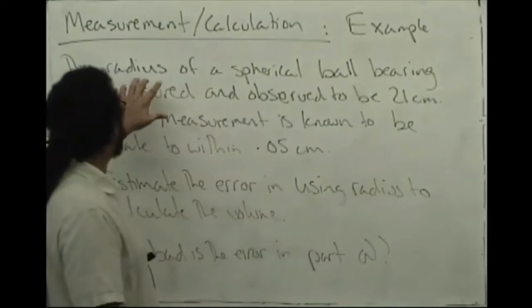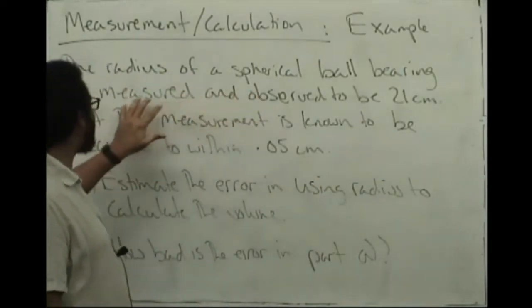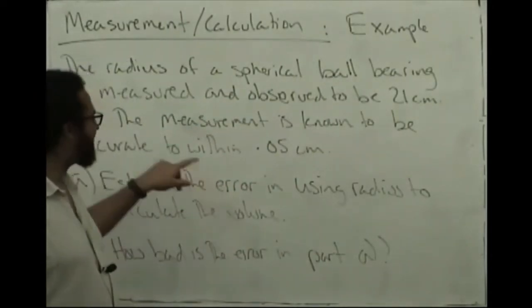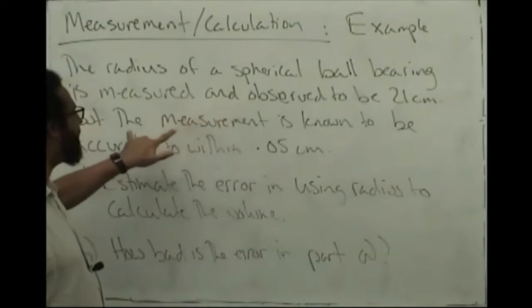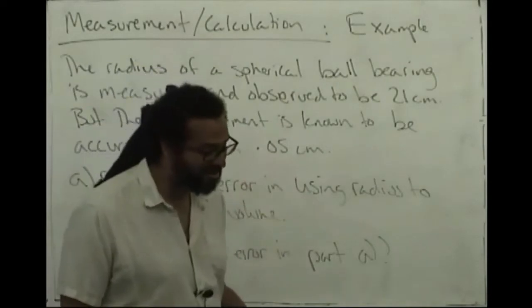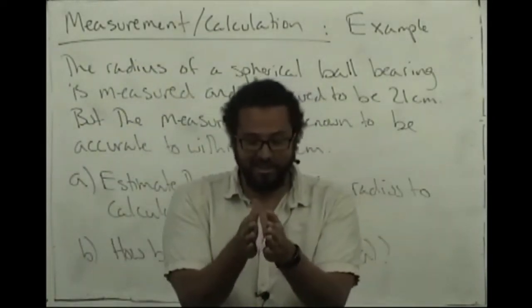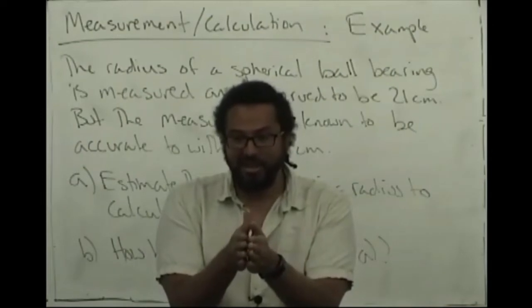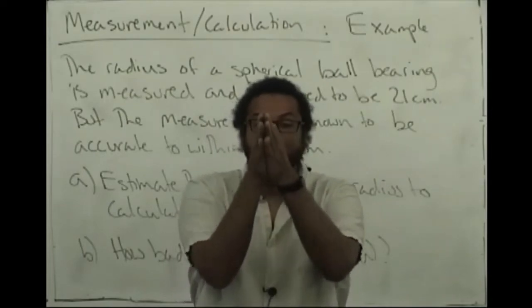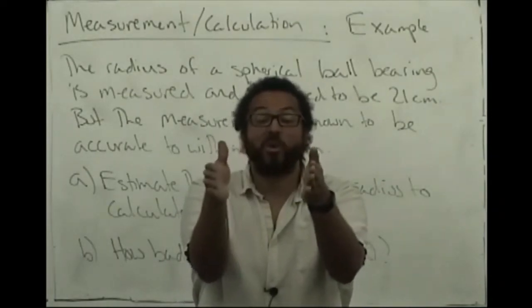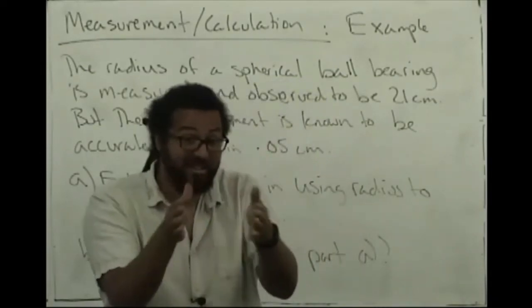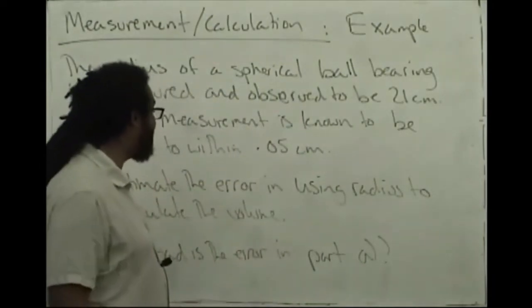We've got the radius of a spherical ball bearing that is measured and observed to be 21 centimeters. The instrument we use to measure this ball bearing is only accurate to within 0.05 centimeters. So we're guaranteed that the measurement of the radius is going to be either 21 plus 0.05 or 21 minus 0.05. So the radius is somewhere in that window.